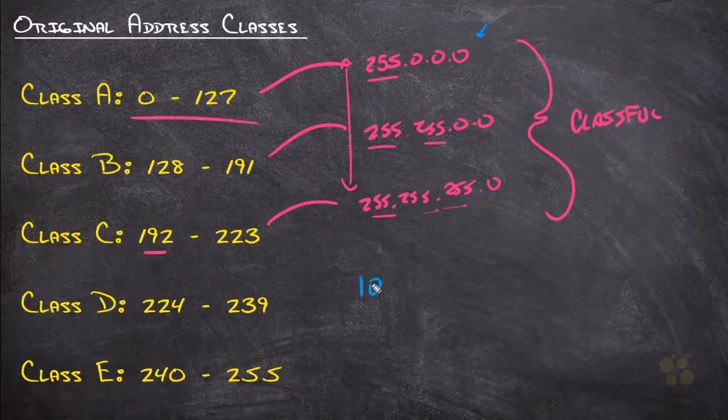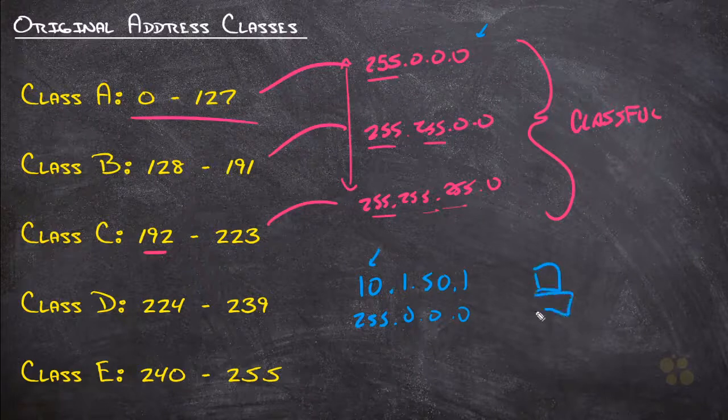If I had, let's just say, the IP address 10.1.50.1, and it had the normal class-full subnet mask, that would mean there's one network. It's the 10 network, right? If I'm a computer on that network, I have that address. I am a member of the 10 network, and I can reach anything else that starts with the number 10 because that's all on the same network. That's all on the same switch. That's all in the same world. I don't have to go through a router to reach that.